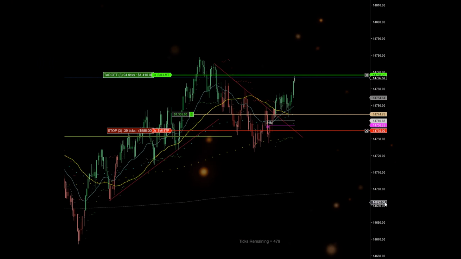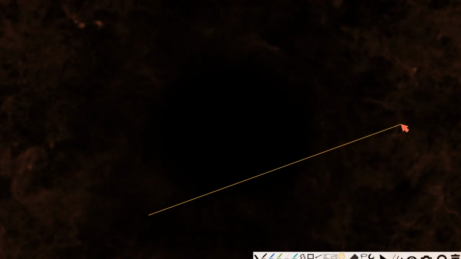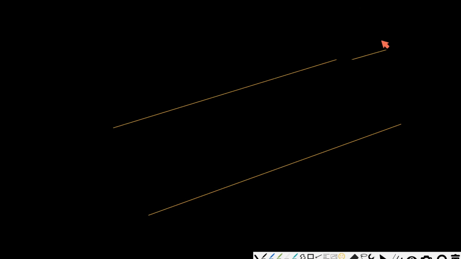I want to talk today in more detail about a pullback entry from one of my trades. I usually see these trades when the price makes bigger swings in one direction. So it looks something like this. The price makes a bigger swing in one direction, and it looks like a grind up or down.